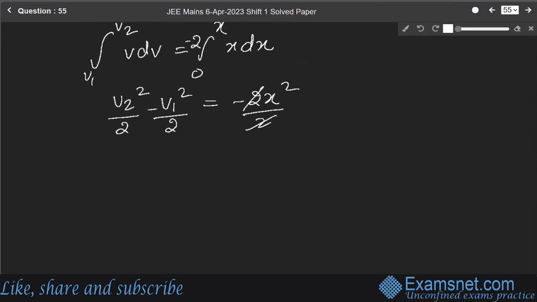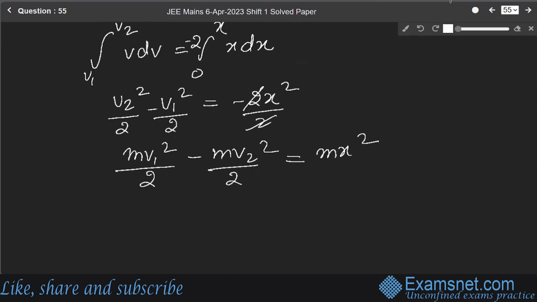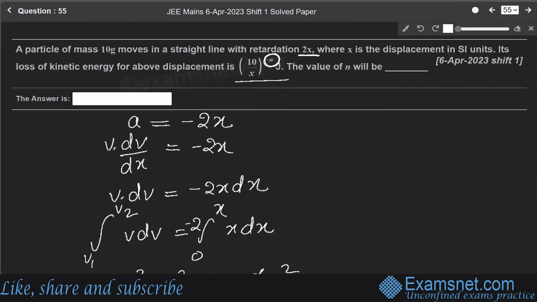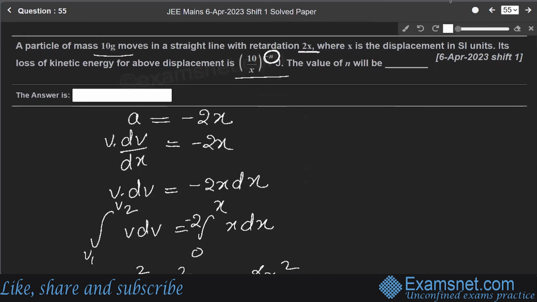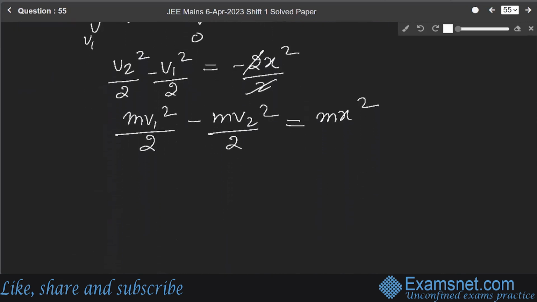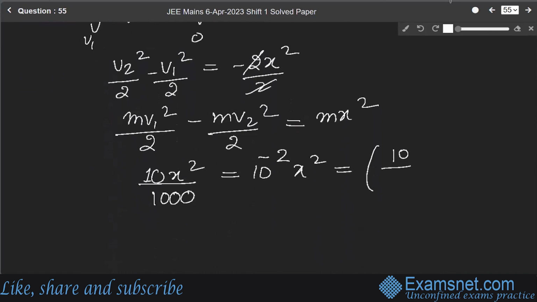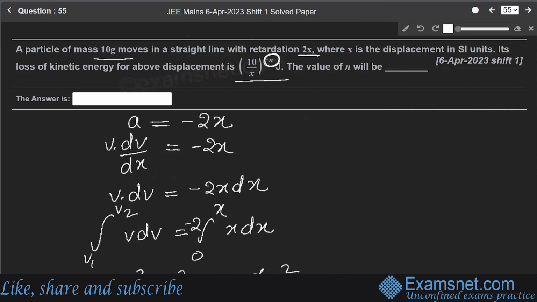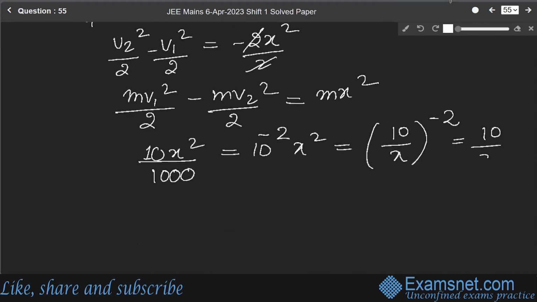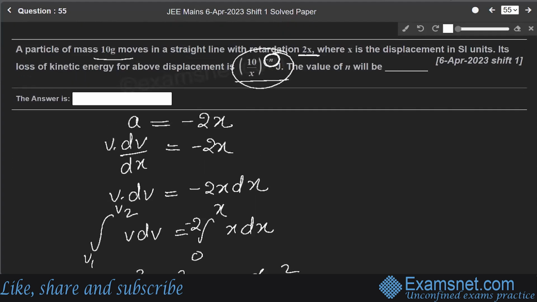Now multiplying with m on both sides, LHS as well as RHS, mv1 square over 2 minus mv2 square over 2 will be equal to m x square. Since the mass is given as 10 gram, solving it, we get 10 x square over 1000, which equals 10 to the power minus 2 x square. Comparing it with the given form, 10 to the power minus n, therefore n will be equal to 2. So here the value of n will be 2.